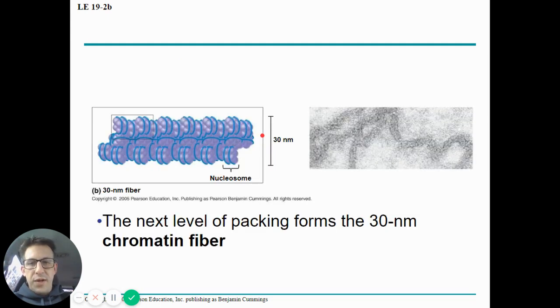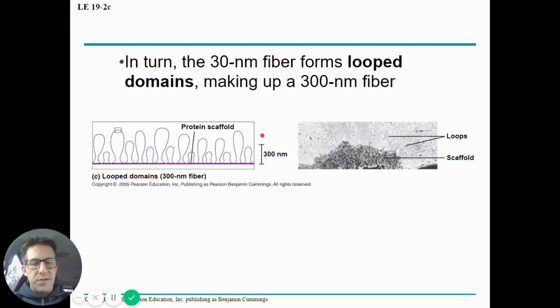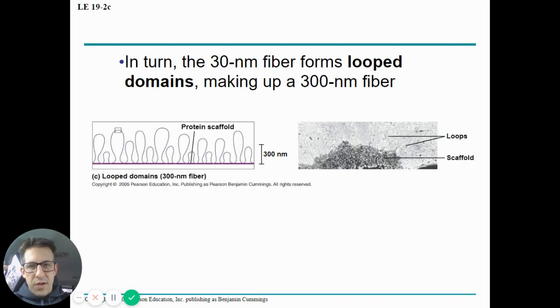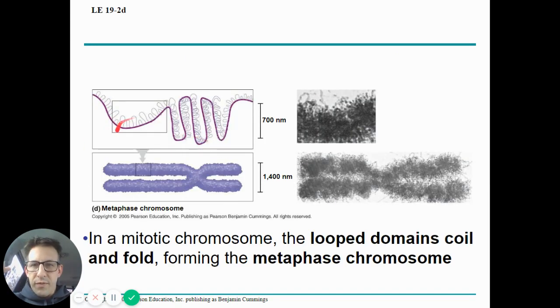In the previous one, it was 30 nanometers thick. Now we're at 300 nanometers thick. So what we're doing is increasing the thickness of these things as we package it all together. Then we take those loop domains, this picture right here, and we're going to coil them up even more. We're going to fold them up, package them up, smash them together even more. Kind of a neat little thing.